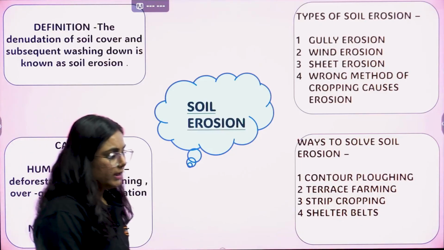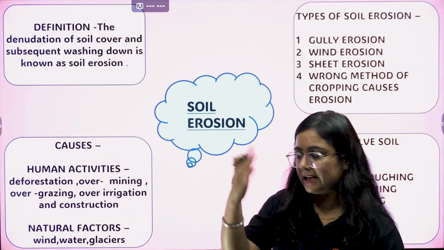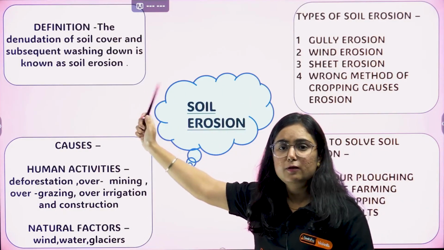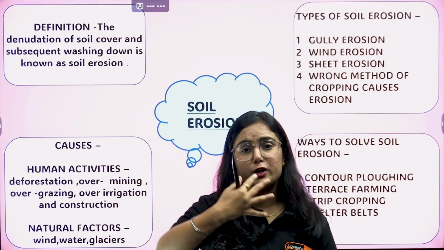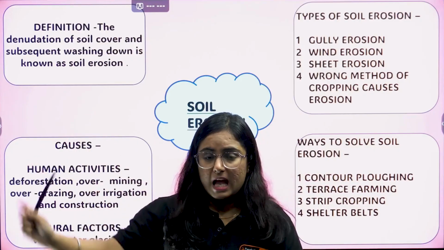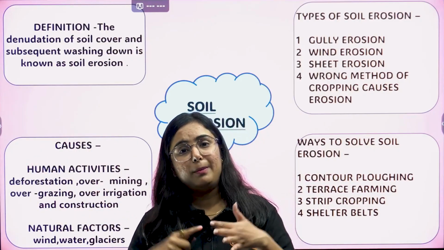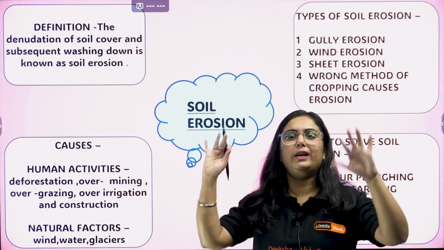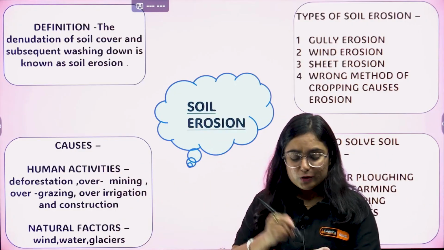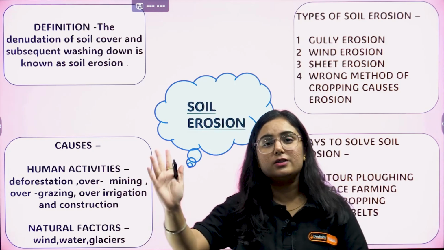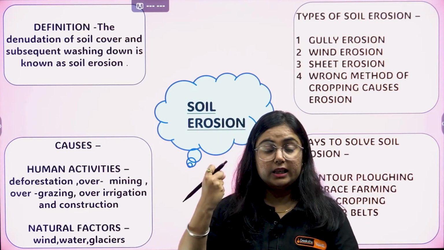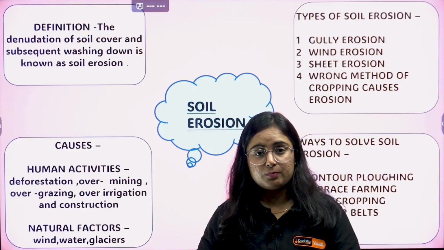Now moving to soil erosion, which you have been studying for some time. Soil erosion, if you want the definition, is denudation of soil cover. That means removal of the topmost layer of soil, and that removal can be by many factors. It can be due to human factors, like we are cutting the forest, deforestation, overmining. It affects the topsoil very much.